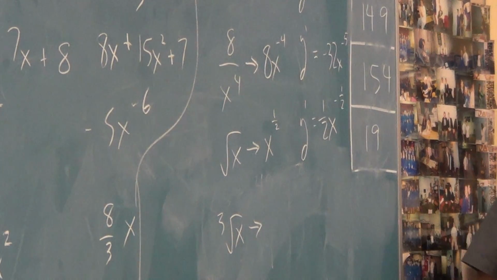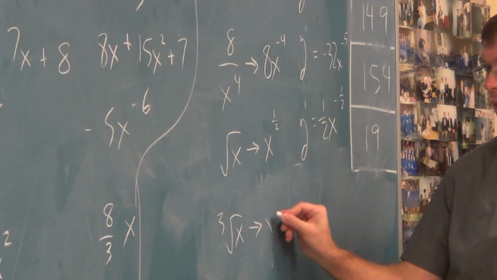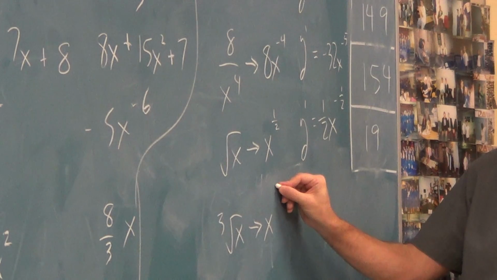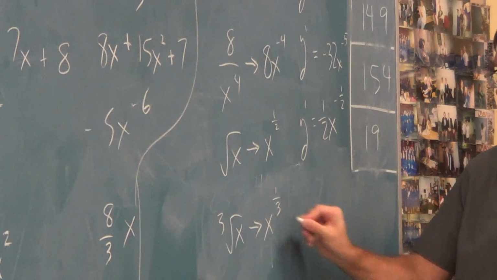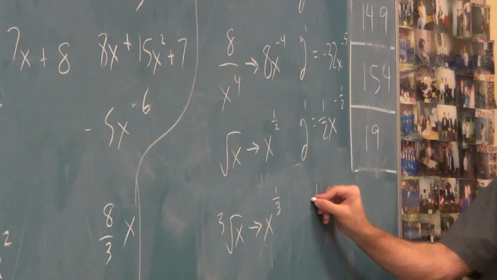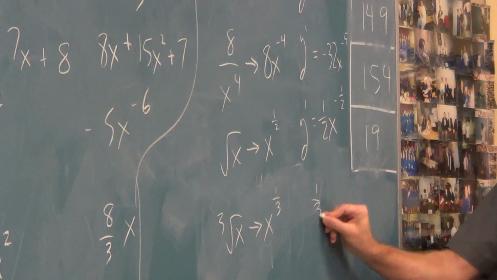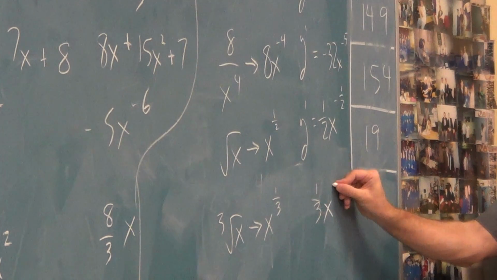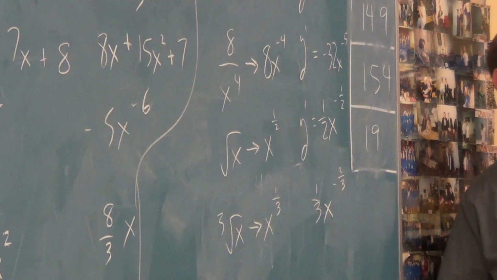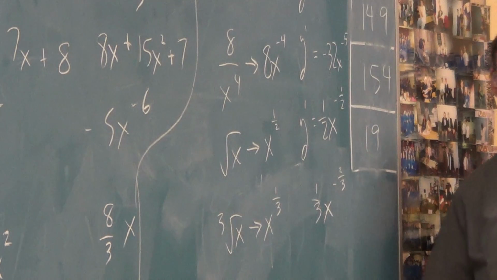Rewrite: 3 over 2, x to the 3 over 2. Or 2 over 3, sorry. So 1 over 3. Derivative? One third times x to the negative 2 over 3. Agreed. Something like that. And one more.